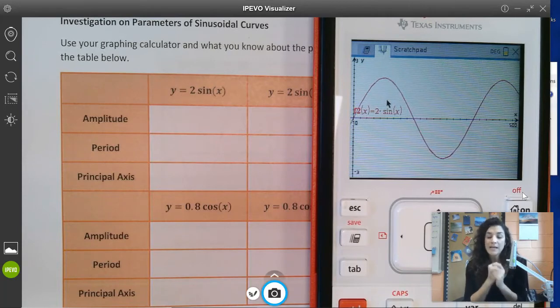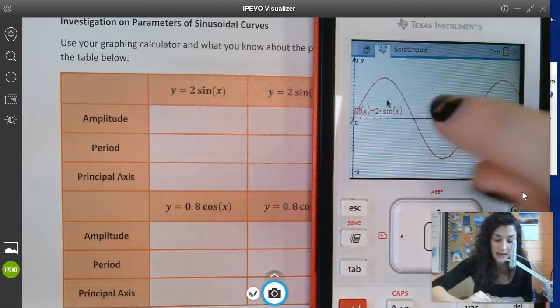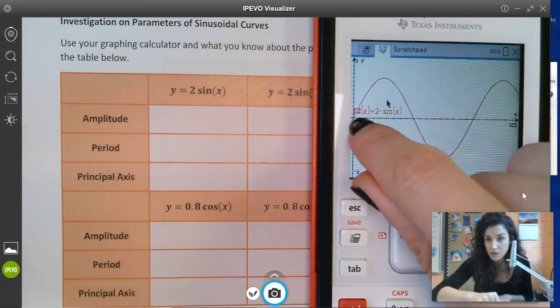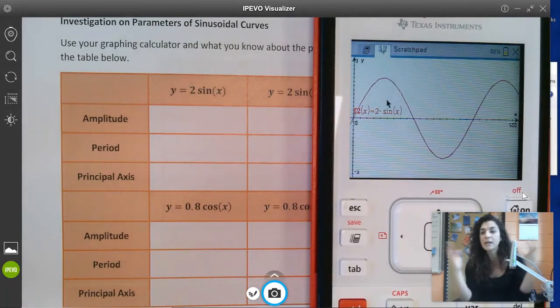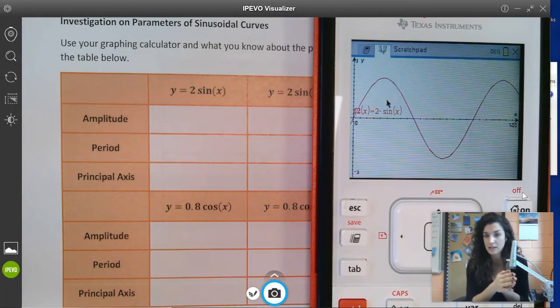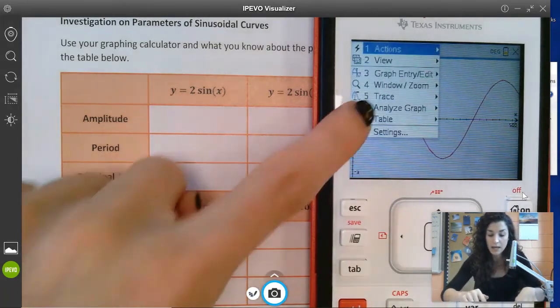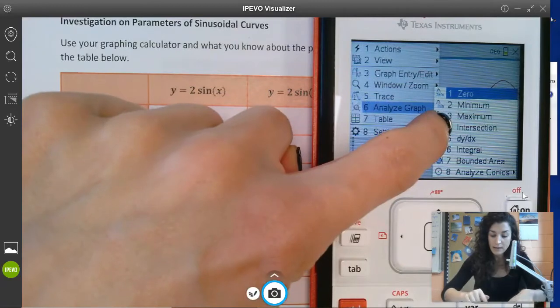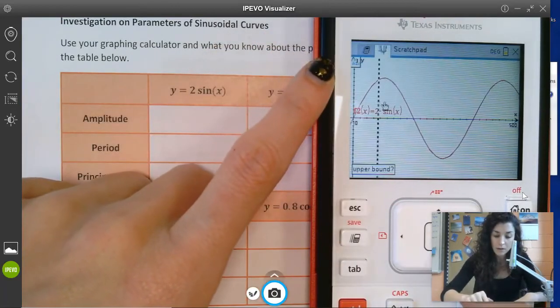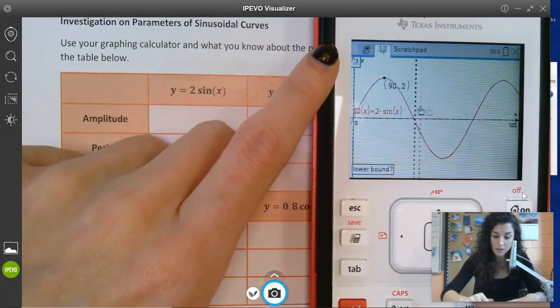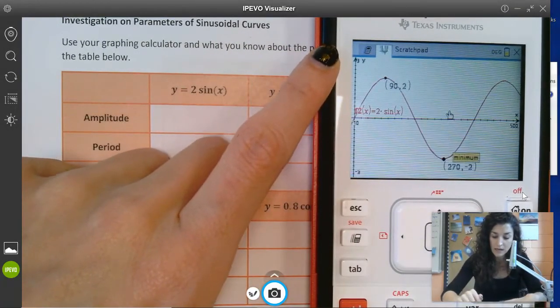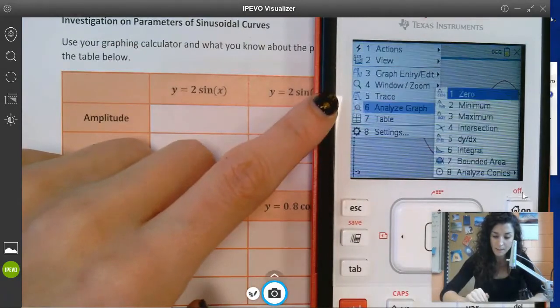Okay, so I want to know the amplitude. And remember that the amplitude is the height from your principal axis, the very, very middle part here, up to the top. And so I want to get a few key points when I'm finding all of these things, the maximums and the minimums. Those are going to be some pretty valuable things to have. So I'm going to go in and analyze graph, my maximum, boom, my minimum, and then I'm going to also get this maximum over here.